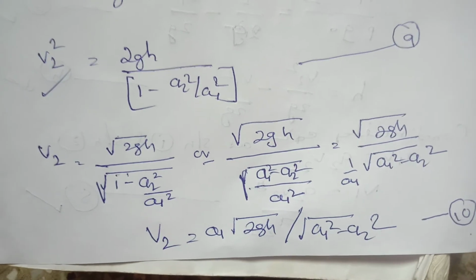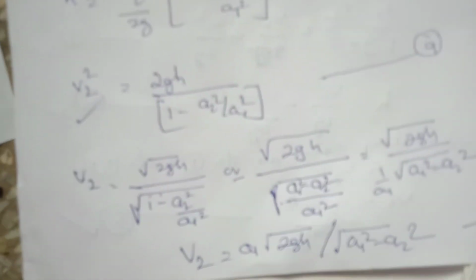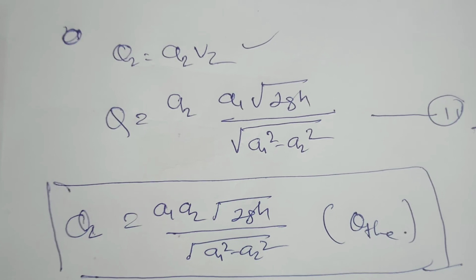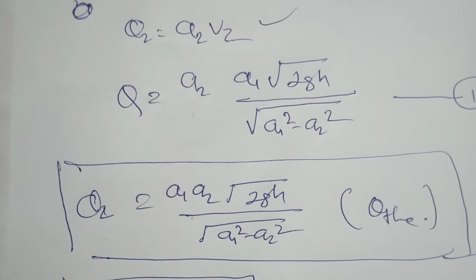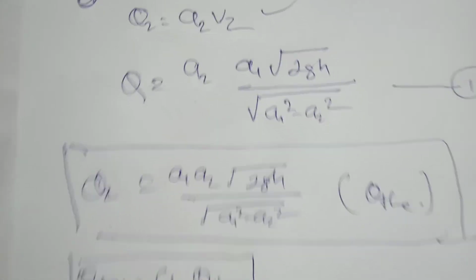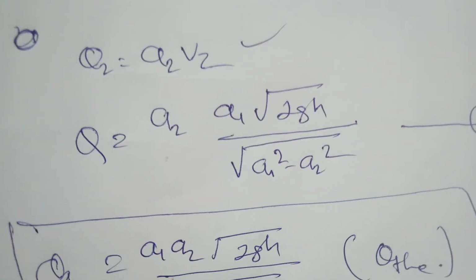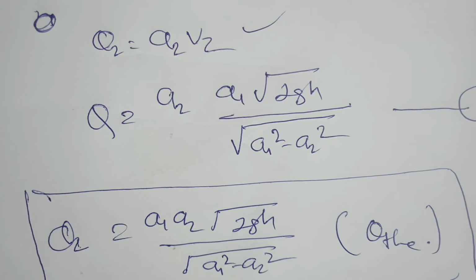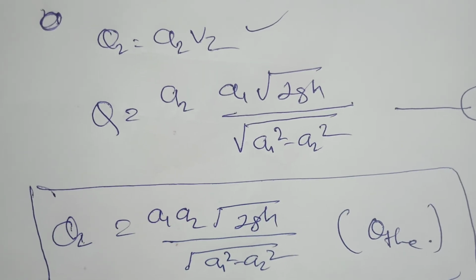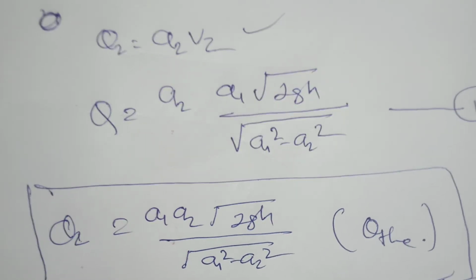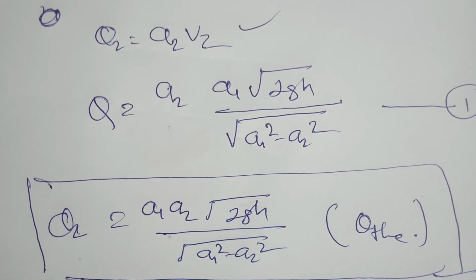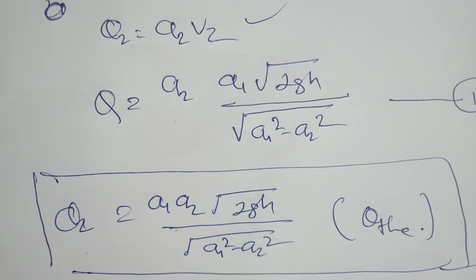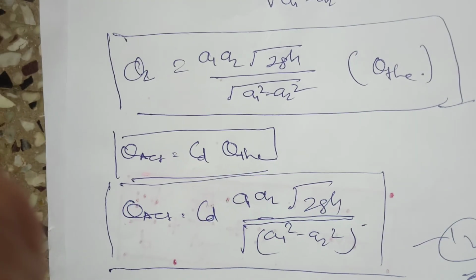That is the V2 value. Then again I use the continuity equation, that is Q is equal to A2 V2. Here I substitute the value of V2 that I just got, equation 10. So I get Q is equal to A2 V2, substituting A1 root of 2gH, whole divided by root of A1 square minus A2 square. That is called Q theoretical. Q actual is equal to Cd into Q theoretical.